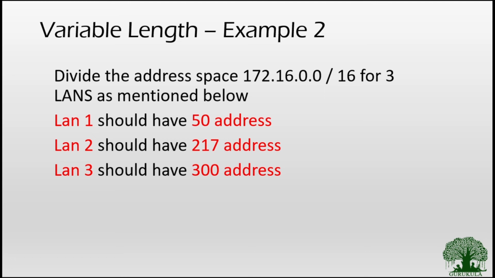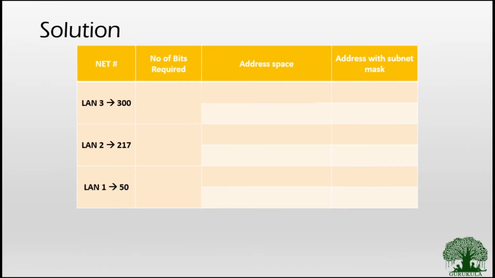So this is another example where we are expected to divide the given address space into 3 different LANs. The given address space is 172.16.0.0, which is a class B address, and we are expected to divide that into 3 subnets, and in each subnet the requirement is given. So LAN 1 should have 50 addresses, LAN 2 should have 217 addresses, and LAN 3 should have 300 addresses.